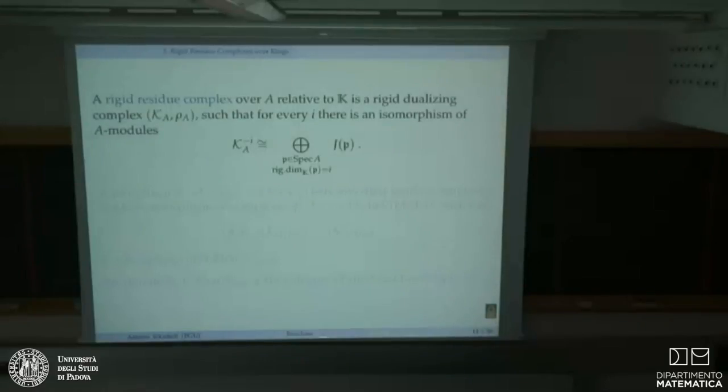So we have these guys. How do you get one? If you take a usual rigid complex and you apply Grothendieck's Cousin operation, which is a very complicated operation, it actually extracts from it one of these guys. So they exist. Whenever you have a rigid dualizing complex, these guys exist. But these are ultra-rigid in the following sense.